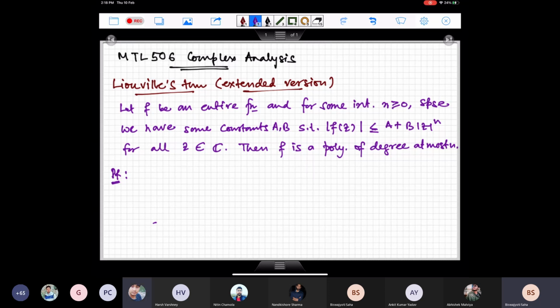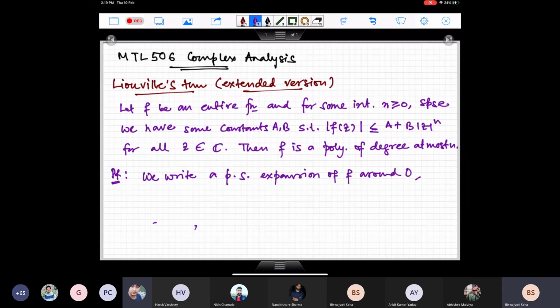It's an entire function, so you can even think of taking the point 0 and writing a power series expansion around 0, and then we will show that all the coefficients where the index is bigger than n are going to be equal to 0. Okay, so the proof is going to be absolutely the same. So we write a power series expansion of f around 0. So what does that say?